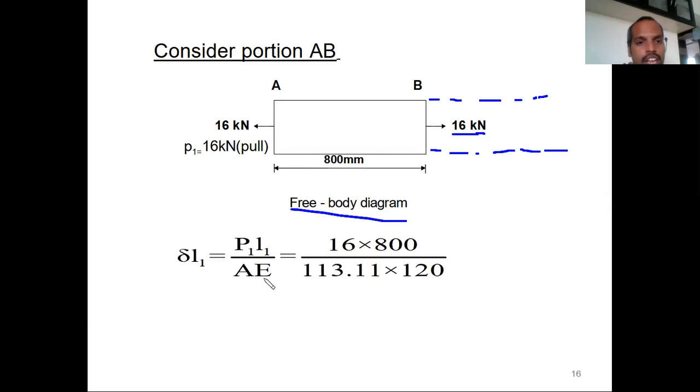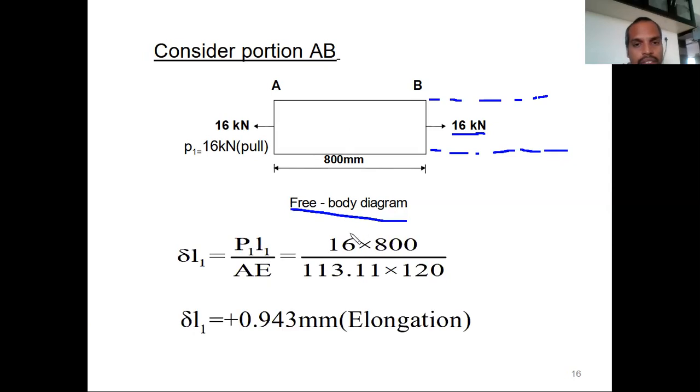Now we can calculate delta L1 for this AB portion. It is nothing but P is 16, L1 is 800, A is 120, and E is 200. The force is in kilonewtons and the Young's modulus is in kilonewton per mm square, so the units match. Don't think they are different units. Length and area are in millimeters, the Young's modulus is in kilonewton per millimeter square, so kilonewtons in both cases match.